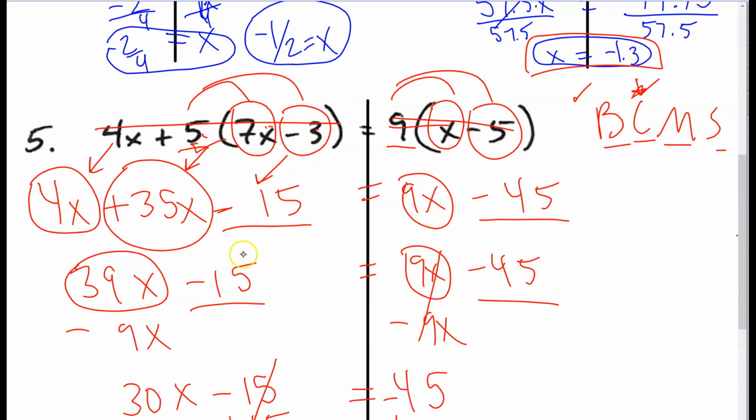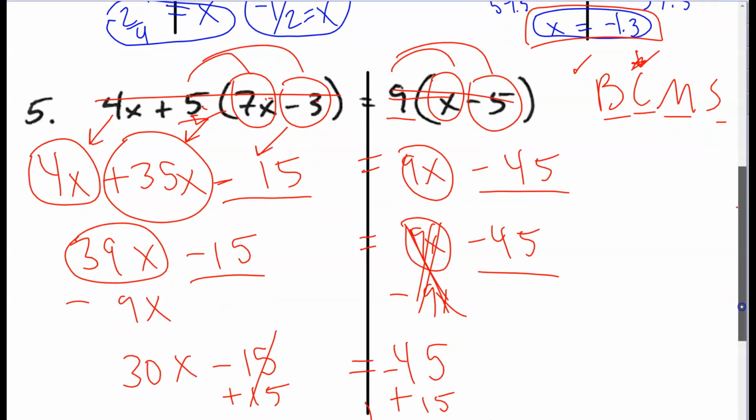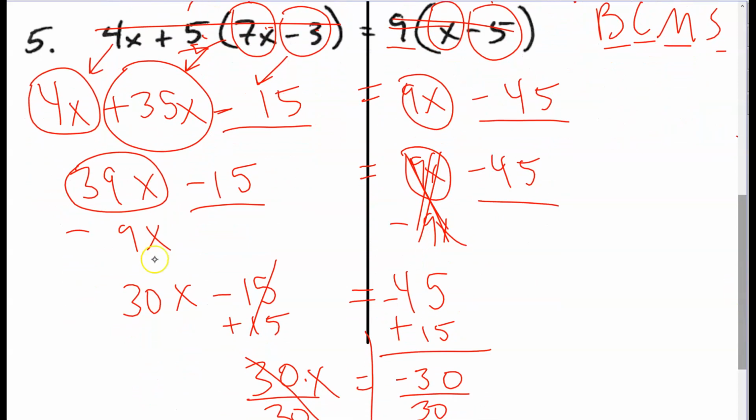I want to move the variable, right? Move the variable part with the smaller coefficient. So if I look at 39x and 9x, they're both positive. One is definitely smaller, it's this 9x, and I want to move it. I want to do the opposite operation, the inverse operation. I'm going to take it away. I'm going to subtract since it's a positive, and I'm going to subtract it from its like term over here. So I'm going to take 39x minus 9x, and so I'm left with 30x minus 15 equals the negative 45 that's left on this side.